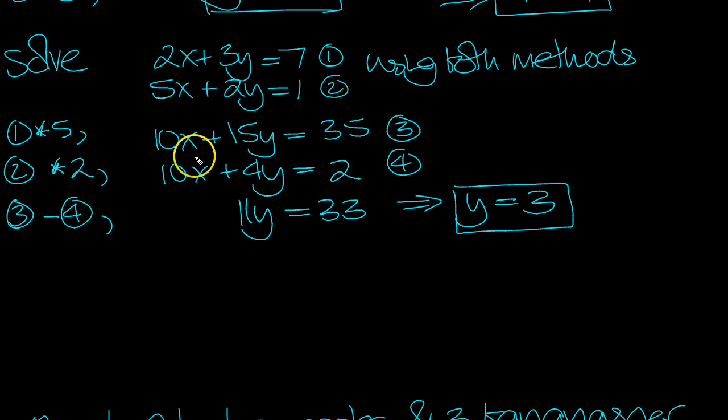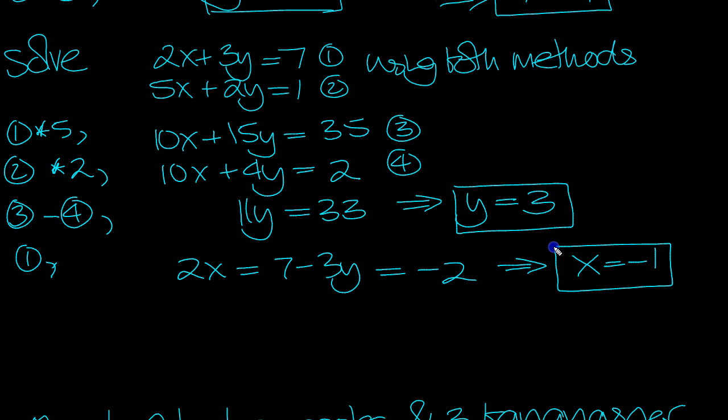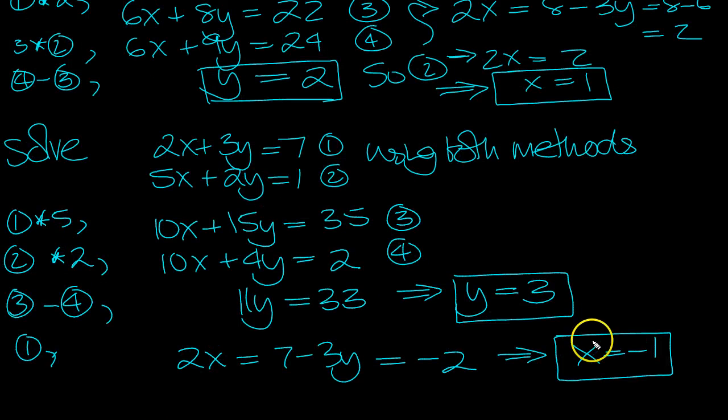Also, so x then, we'll get it from 1. 1 gives 2x equals 7 minus 3y. y is 3. 7 minus 9 is minus 2. So x equals minus 1 then. Okay, good. So that's the same answer but using the alternative method.